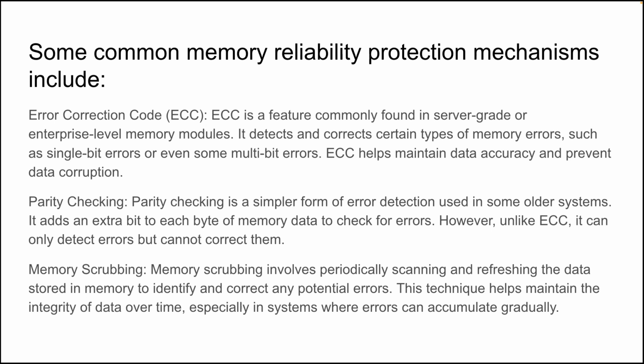Memory scrubbing. Memory scrubbing involves periodically scanning and refreshing the data stored in memory to identify and correct any potential errors. This technique helps maintain the integrity of data over time, especially in systems where errors can accumulate gradually. So it's all about what's best for you. I would recommend ECC or memory scrubbing. Parity checking is obviously a deprecated form of reliability protection, but it is one that you should be aware of, and you should implement at least one of these forms of protection whenever you're working on a project or if you're in an organization.